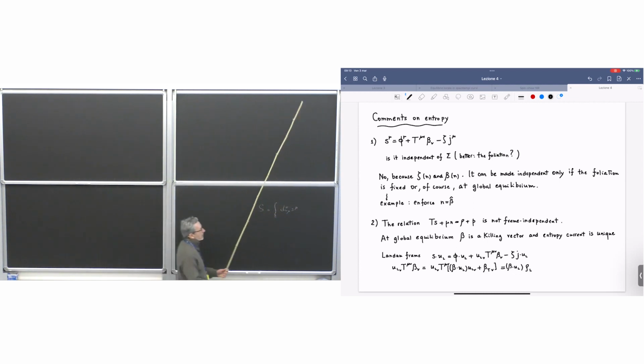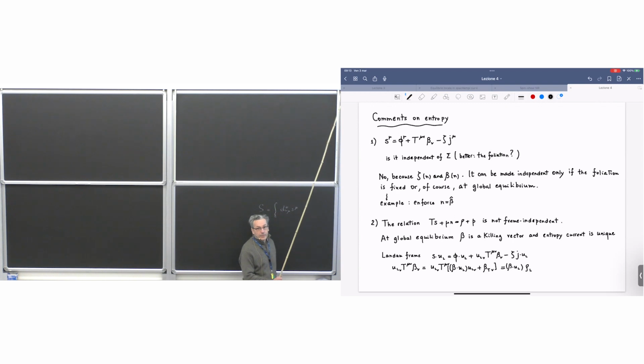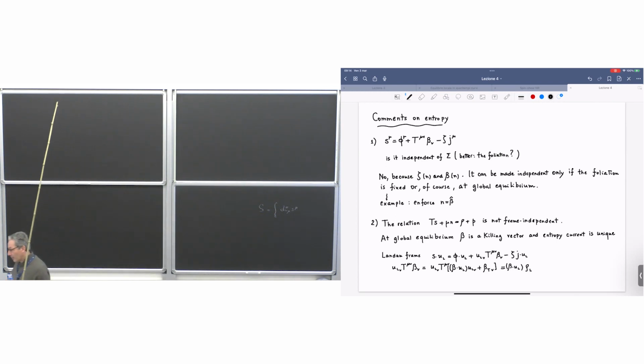But certainly, beta nu and zeta are not, because they depend on the hypersurface which has been chosen to enforce the constraint. Therefore, this expression is not independent of the foliation. This is an important remark. So what does it mean? Well, first of all, it means that the entropy current somehow depends on the choice of a family of hypersurfaces, so it is geometry dependent.